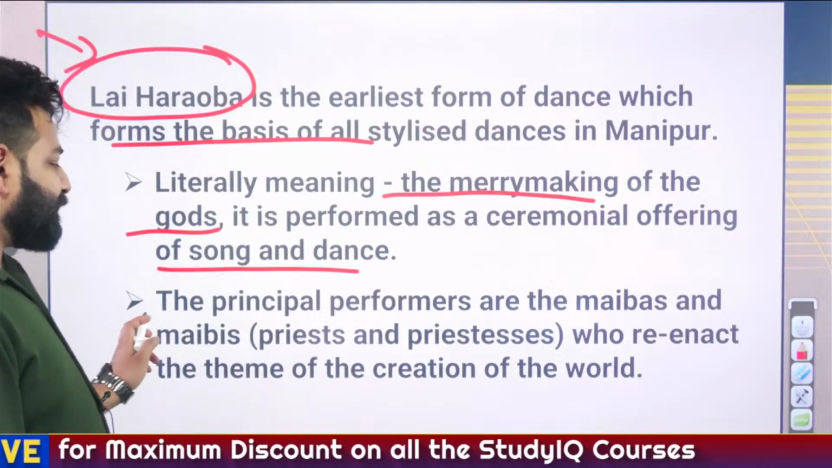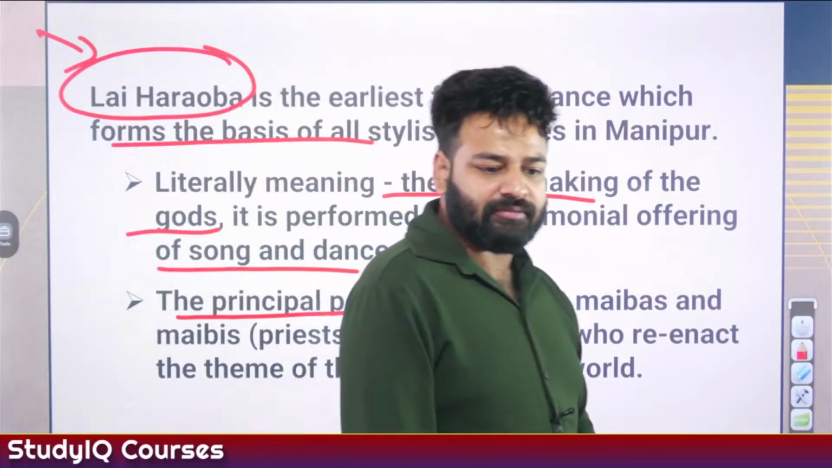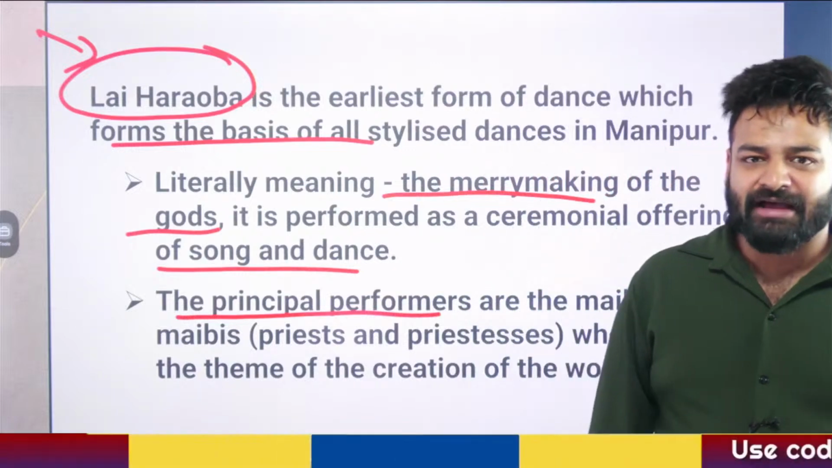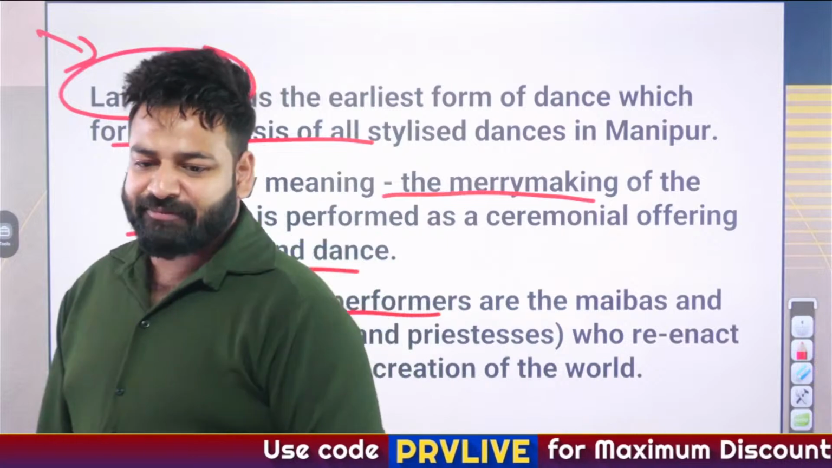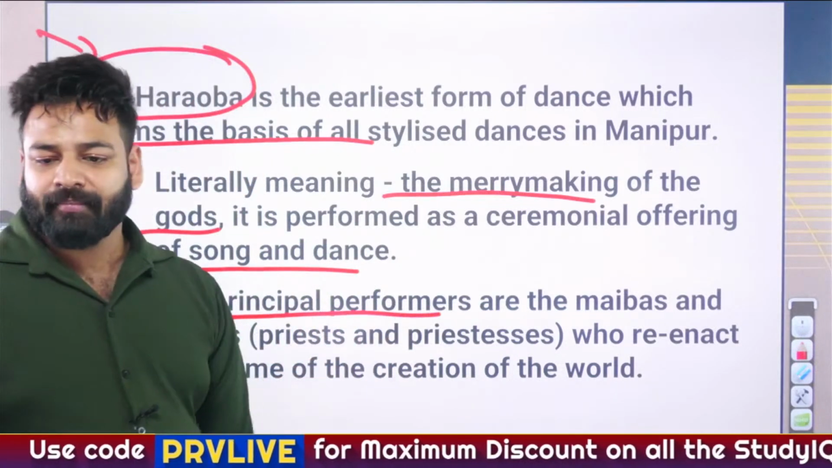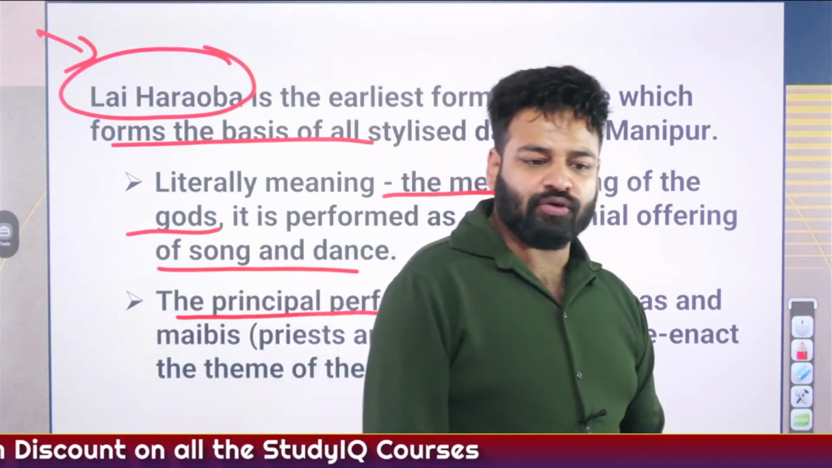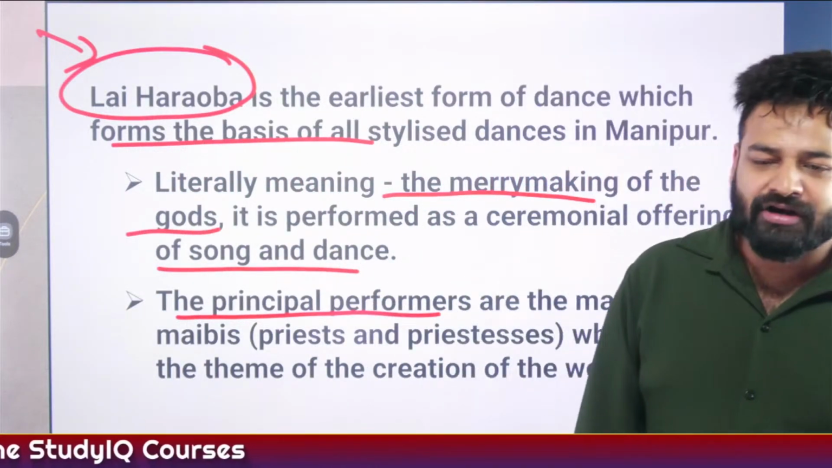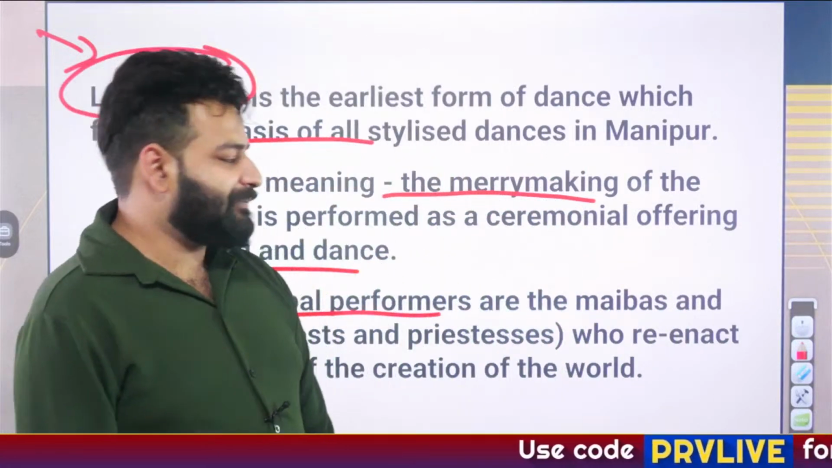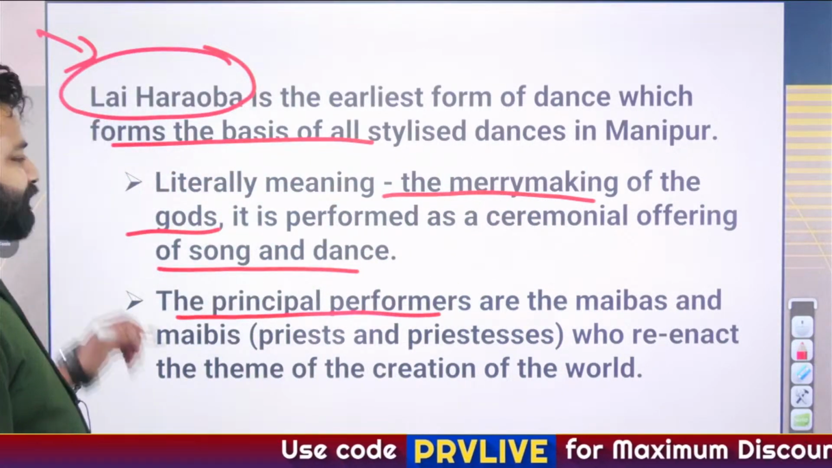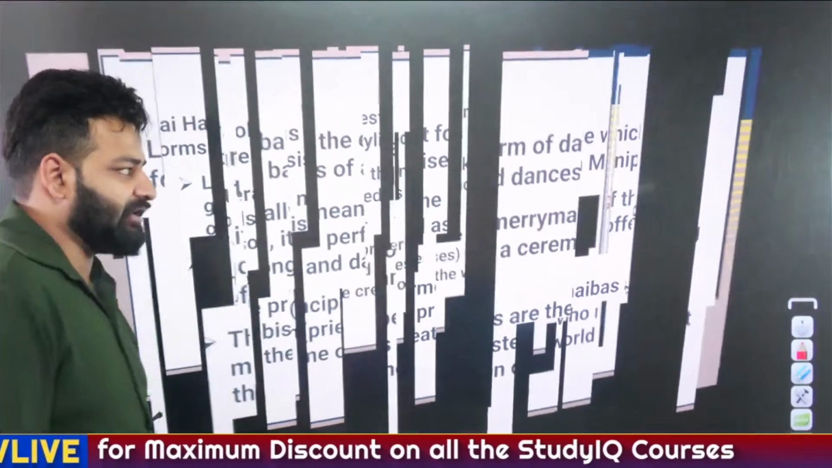Okay, so what are the performers of this dance? They are termed as Maiba, that is the priest, and Maibis, that is the female priest, the priestess. Okay, right? So the principal performers are known as Meba or Maybe. Meba is the male performer, and Maybe is the female performer. Okay, so this is it all with regard to the Manipuri dance, right?